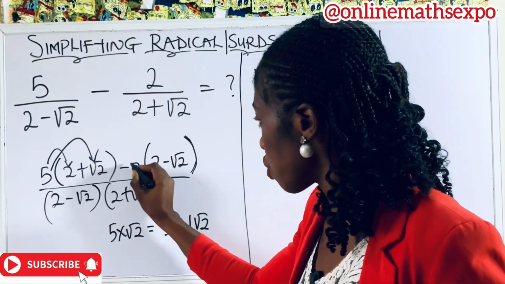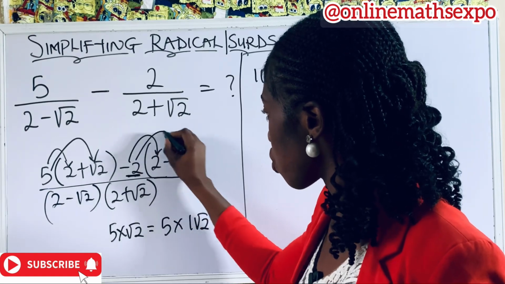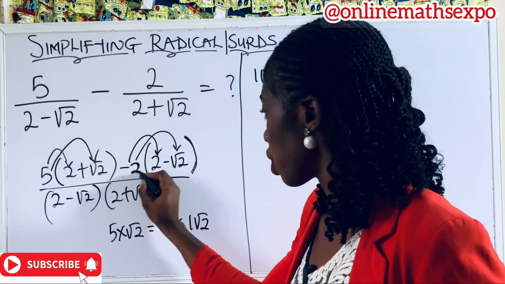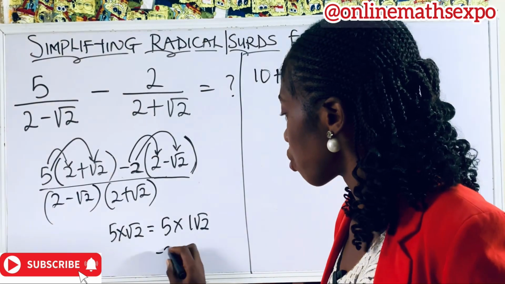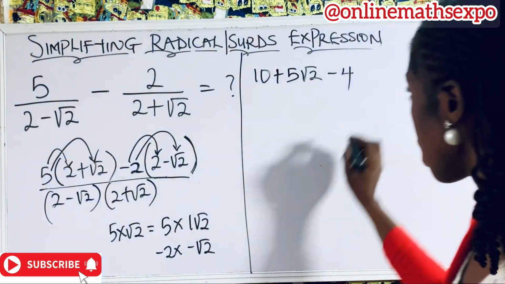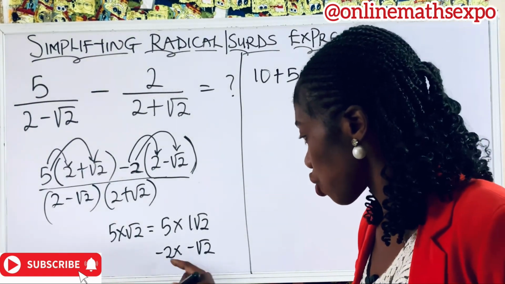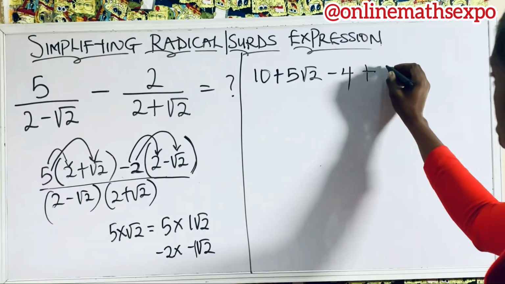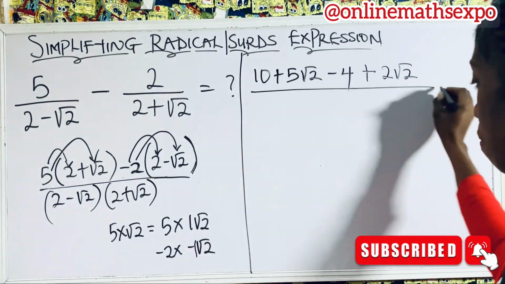Do same here. Use the negative 2 to multiply this and also use it to multiply this. And negative 2 multiplies 2 will give us negative 4. Then negative 2 multiplies negative root 2. Negative multiplies negative is positive. Then 2 multiplies root 2 is just like 2 multiplying the 1 as the coefficient. 2 multiplies 1 will give us 2, so we have 2 root 2 all over.